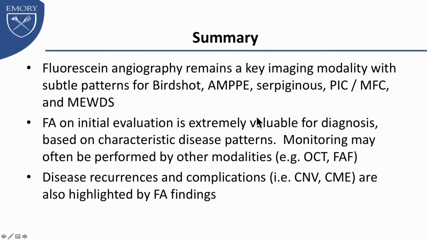So in summary, fluorescein angiography really remains a key imaging modality, with very subtle patterns that we can see and very characteristic patterns with birdshot, AMPPE, serpiginous, and PIC that can help distinguish these disease diagnoses. We use this on initial evaluation. We think it's extremely valuable not only for the diagnosis, but also for recognizing structural complications. But in many cases, monitoring may be performed by other imaging modalities depending on the diagnosis and their secondary manifestations.